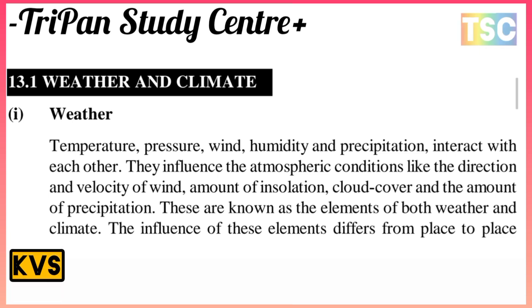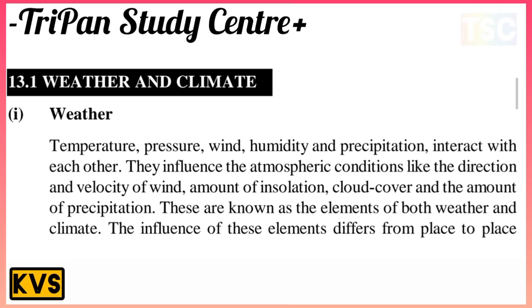They influence atmospheric conditions like the direction and velocity of wind, amount of insolation, cloud cover and the amount of precipitation, and these are known as the elements of both weather and climate. The influence of these elements differs from place to place.